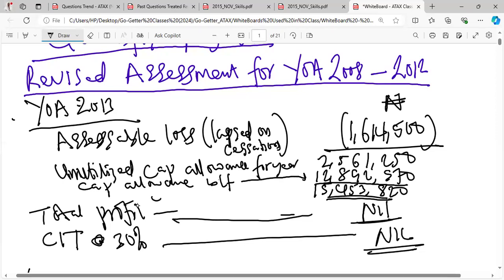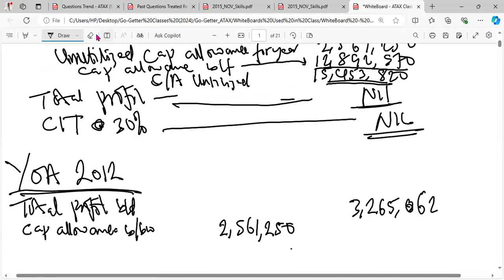15,453,820. So this is the capital allowance unutilized. So this is what I'm going to be carrying backward. That's the figure I'm going to carry backward. Because normally this capital allowance was supposed to be carried forward, but because it's a cessation year, you can't go forward, you are taking it back. So this is the capital allowances that you are bringing backward.